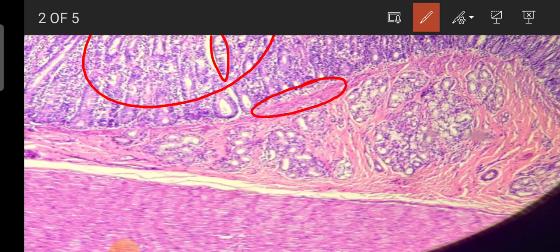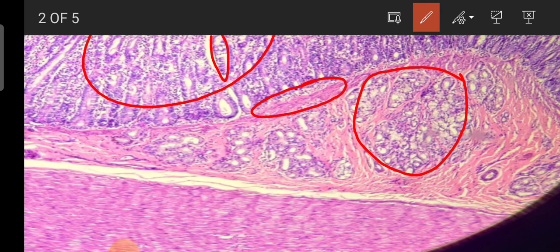So the submucosa is containing the Brunner's gland. These are the mucus secreting glands, and these are responsible for the secretion of bicarbonates and the mucus, which are neutralizing the acidic effect of the chyme which is coming from the stomach.